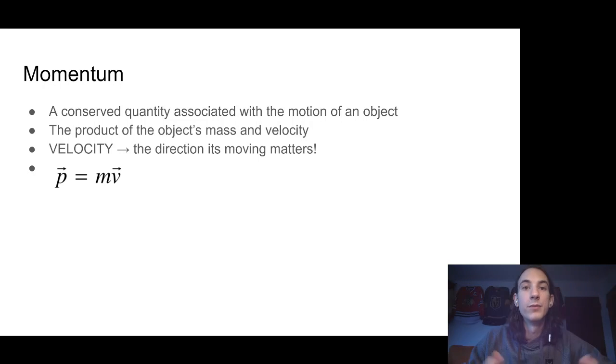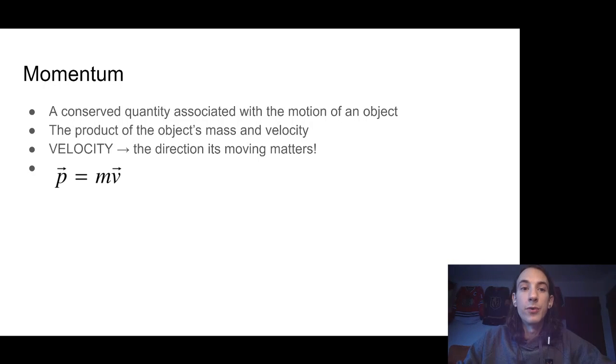So if we want to define momentum, it's kind of hard to just define, honestly. It's kind of hard to get a good definition for. But what it is, is a conserved quantity that's associated with the motion of an object, and it's the product of the object's mass and its velocity. So if we have a lot of mass, we have a lot of momentum. If we have a lot of velocity, then we have a lot of momentum.